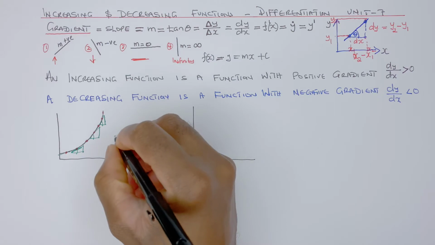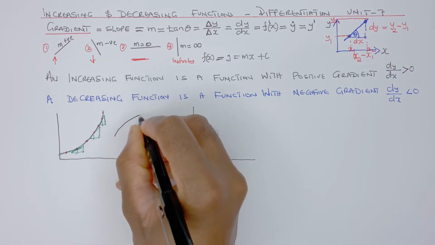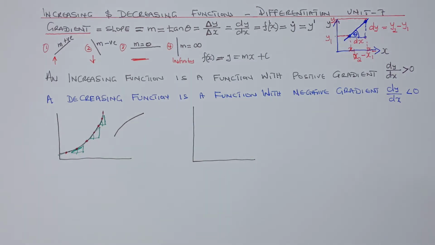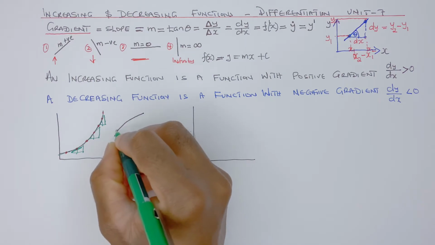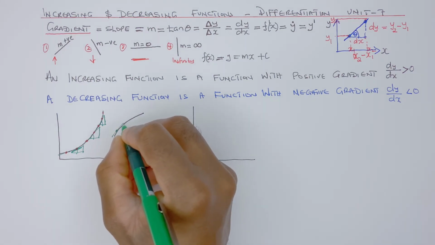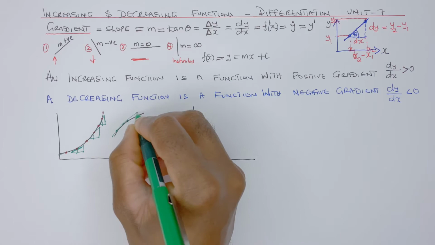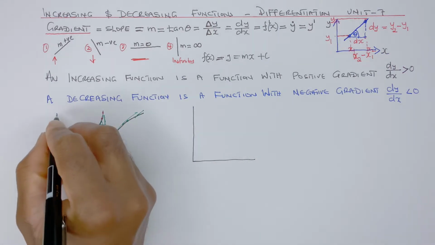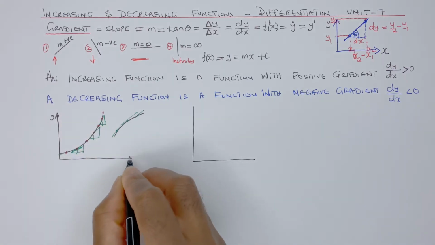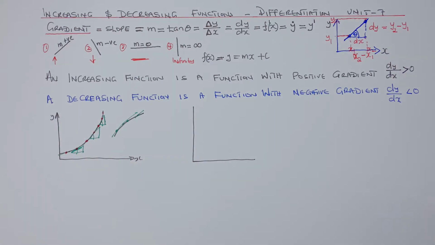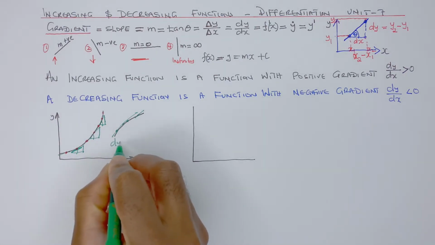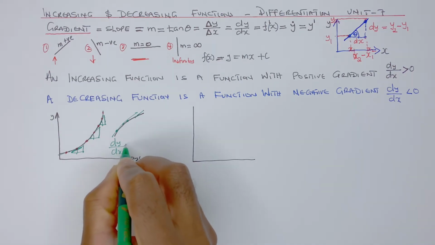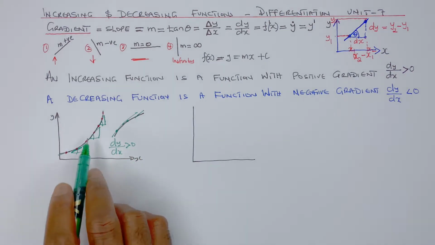If I draw a line going there like that, you can see there's a tangent there too. So again, that's an increasing function. This is y. That's the x-axis. In this function here, dy dx is greater than 0. So that's an increasing function.